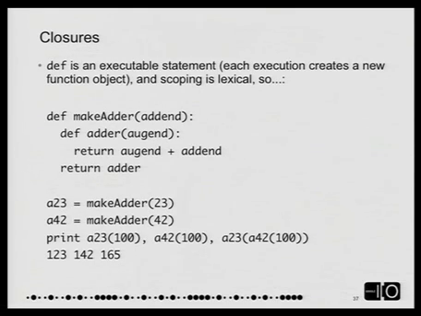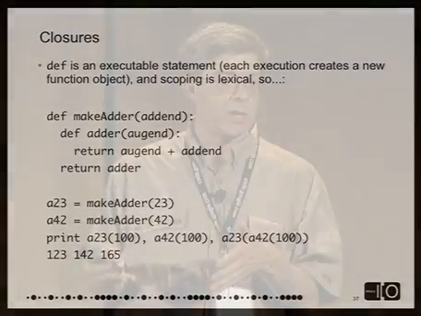Another trick, which will be very familiar to JavaScript programmers, but is not common in the other languages. Def is an executable statement. I did mention there's no such thing as a declaration. Everything is a statement. Def is an executable statement. Every time def executes, it builds a new function object and binds it to that name. Also, scoping is lexical. That is, if I'm looking for a variable name and it's not bound in my current context, I go to the context containing it, where contexts are functions in Python.